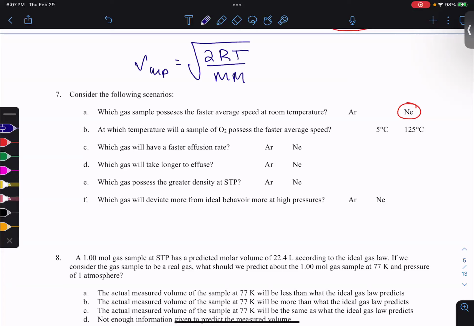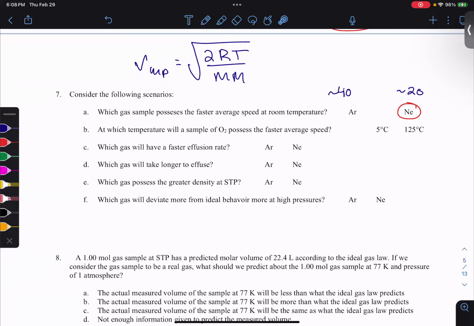So if we look at the molar masses, argon is about 40, and then neon is about 20. So does that mean the most probable speed of argon is 2 times that of neon? No, it's root 2. Neon is root 2 faster than argon because of this relationship. Okay, yeah, so neon moves faster.